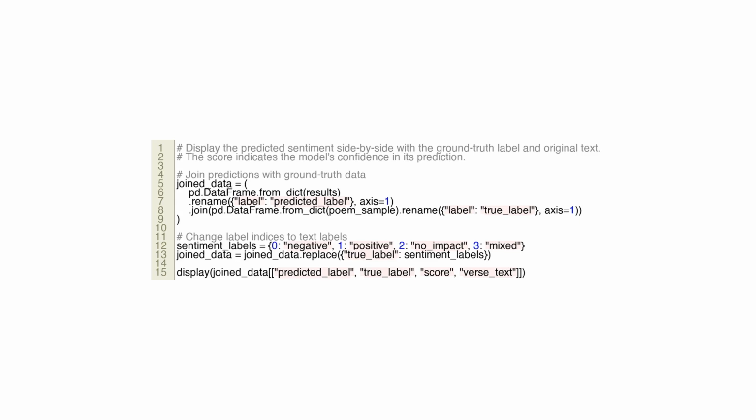Then, it changes the label indices 0, 1, 2, 3 to their corresponding text labels using a dictionary. This is done for better readability and understanding of the results. Finally, the joined data frame is displayed, showing the predicted sentiment, true sentiment, model's confidence score, and the original text in each row. This allows for easy comparison and evaluation of the LLM's performance.